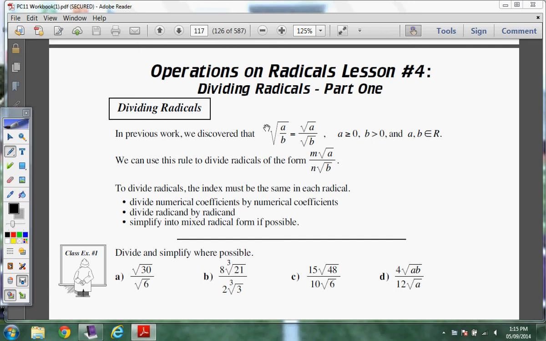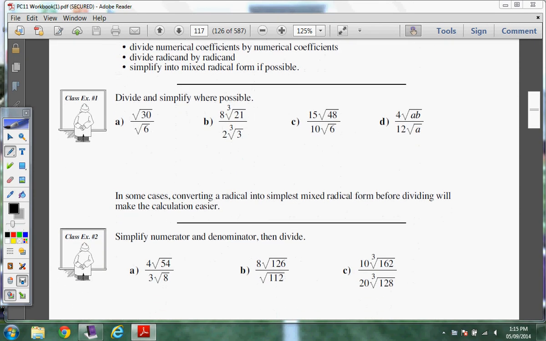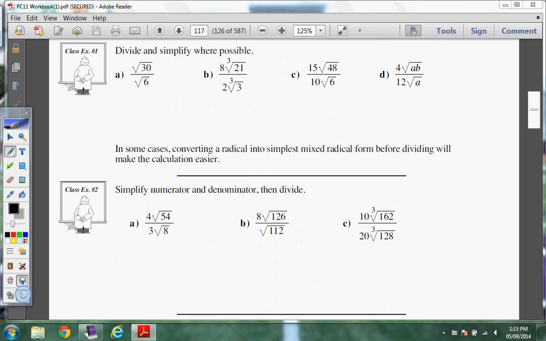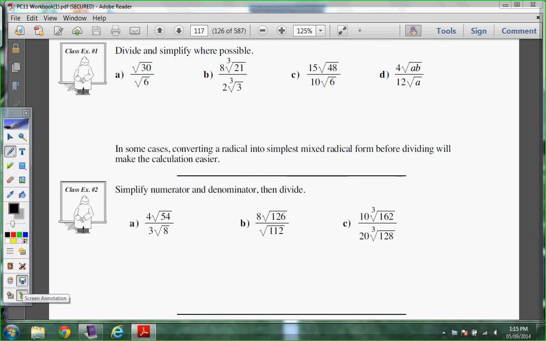In previous work we discovered, and we just talked about this today from your exit slip, that root A over root B is the same as A over B under the root. We can use this rule to divide radicals. So for example, going right to the examples: root 30 over root 6, we could just rewrite this. I'll rewrite it one time just for practice. It's 30 over 6 under the radical. So it's not 5, it's root 5. So this answer here is root 5 for A.